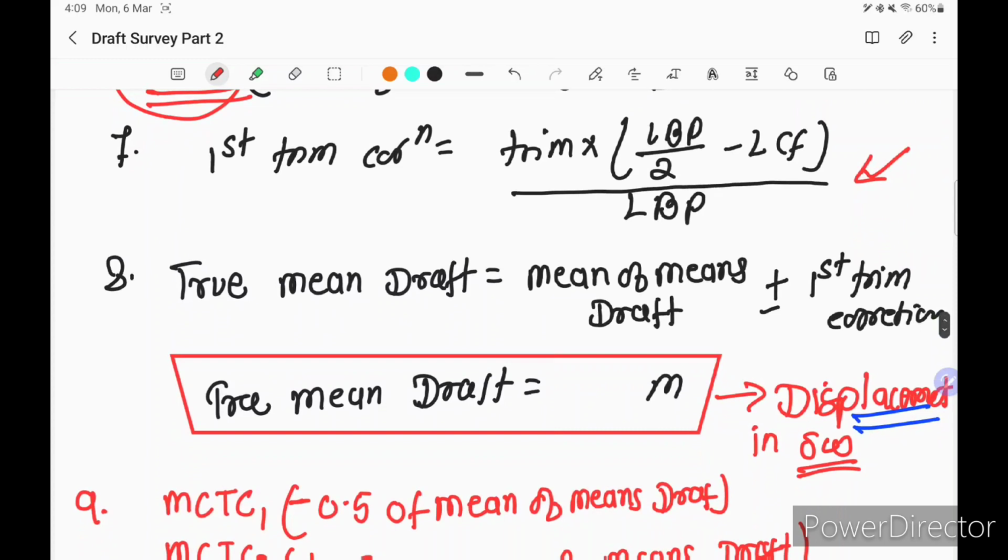Now we move to step number 8, true mean draft. The formula of true mean draft is equal to mean of means draft plus or minus first trim correction.